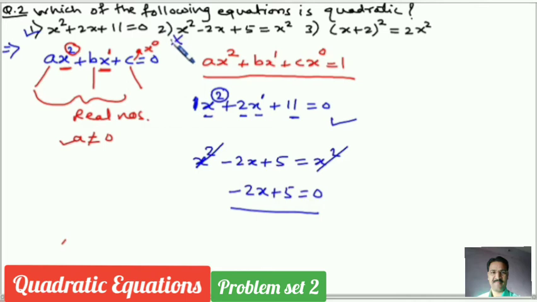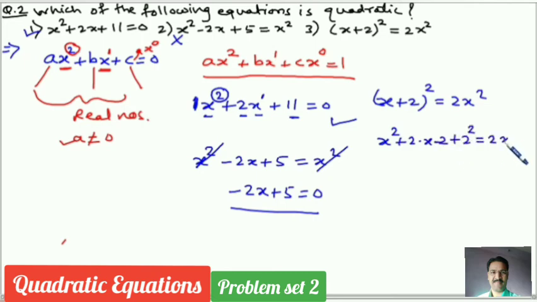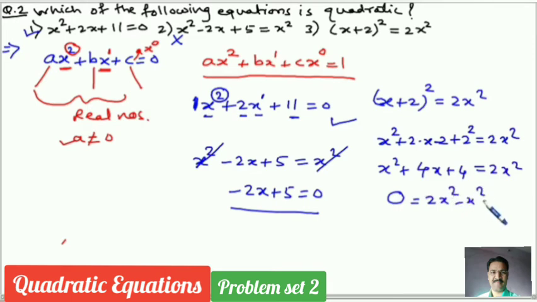Okay, what about the third one? See here. I'll write first (x plus 2) bracket square is equal to 2x square. I'll expand. It is in the form of (a plus b) bracket square. So x square plus 2 into x into 2, plus 2 square is equal to 2x square. So here it is x square plus 4x plus 4 is equal to 2x square. I'll take all terms to that side, means 2x square minus x square minus 4x minus 4. So 0 is equal to x square minus 4x minus 4.